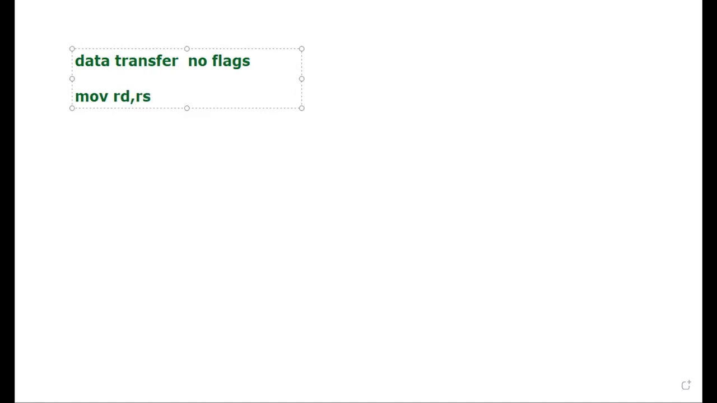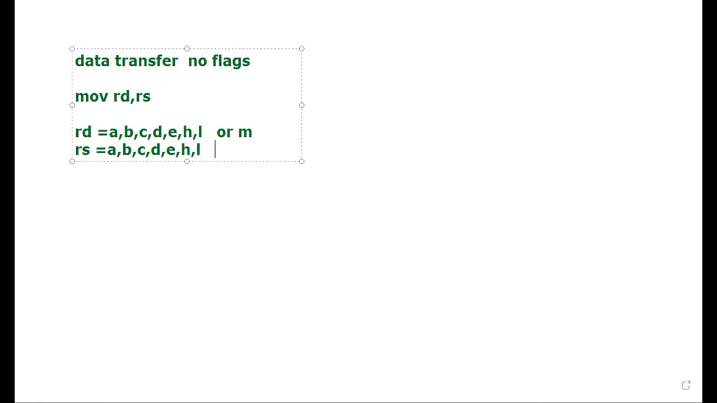The data from the source register will be copied into the destination, right? So your destination register can be A, B, C, D, E, H, or L, or it can be M also. If it is M, then addressing mode will be indirect. If it is any register, it will be direct addressing mode. Then source register can also be again A, B, C, D, E, H, or L, or it can be M. Okay. So basically, you can say, for example, MOV A, comma B.